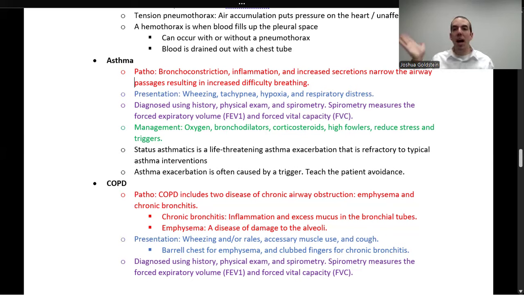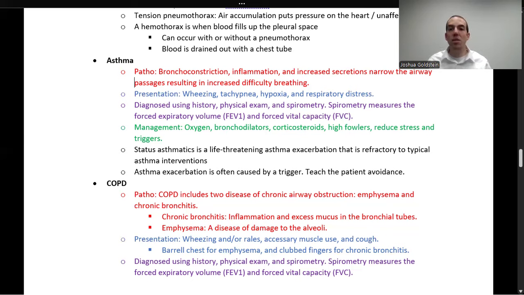We would put them in a high Fowler's position. That's how we seat them up. Again, we talked about that earlier with the head of the bed. And we also, very, very importantly, in any patient that's an asthmatic, we try to reduce their stress and their triggers, because most asthma is trigger or stress induced. Next, I want to define status asthmaticus. That's where a patient has life-threatening asthma, meaning they're hypoxic, they're in respiratory distress, and we're treating them.